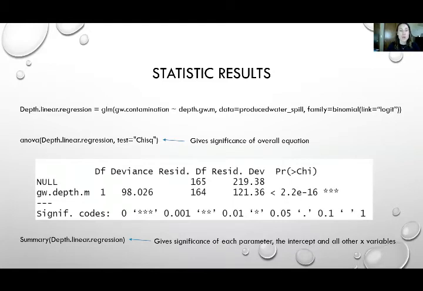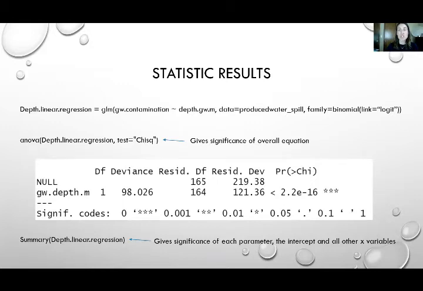So now I want to show you some of the statistical results. I'm not going to expect you to know this R code. This is code for R that I've taken directly from my old PhD research. I'm just going to go through it here so you understand what I've done. I've named my regression depth.linear.regression, and I'm saying conduct a generalized linear model, as we said that a logistic regression is.